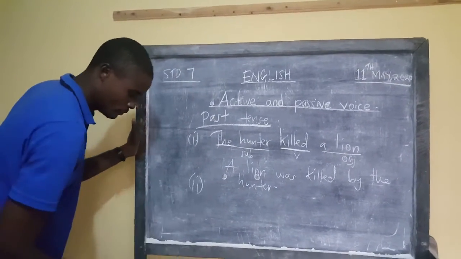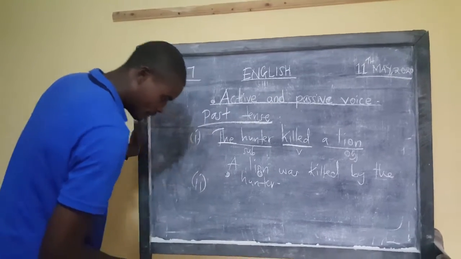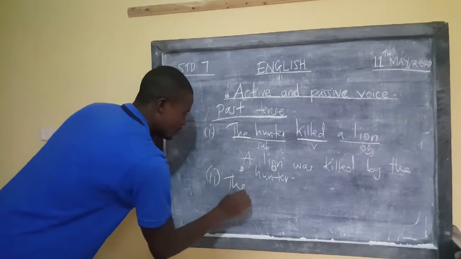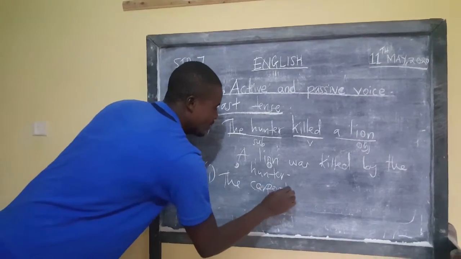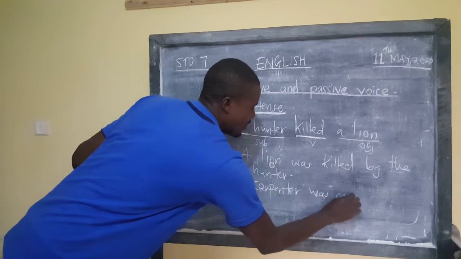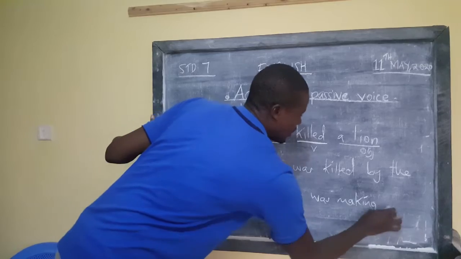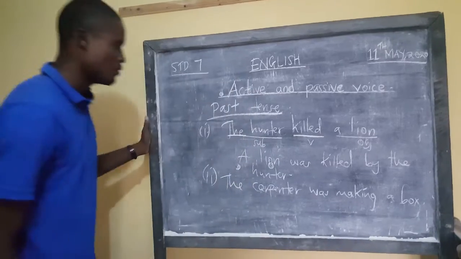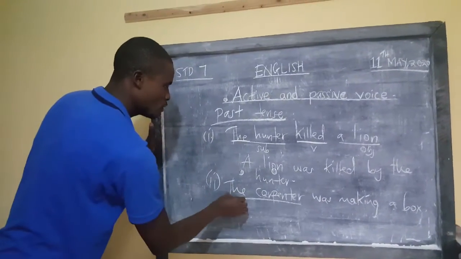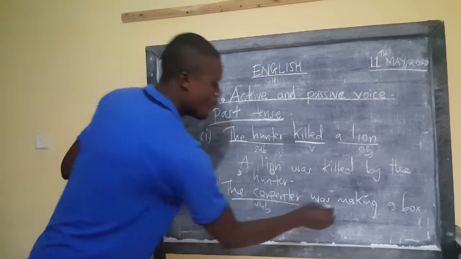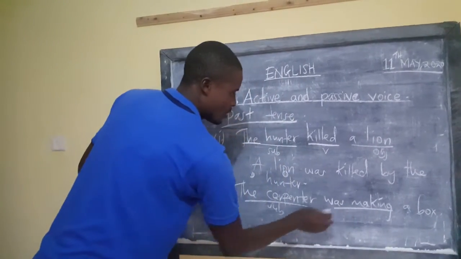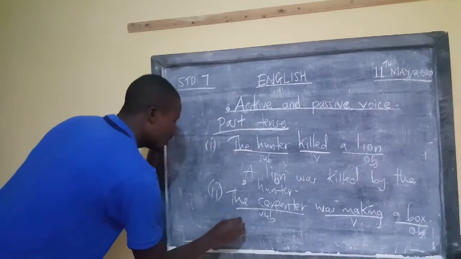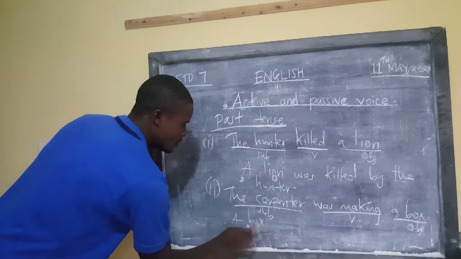Example two. We are going to talk of the carpenter was making a box. The carpenter was making a box. Very good sentence. So the carpenter here is going to be our subject, as usual. Making there is our verb. And then a box becomes our object. So begin with a box.